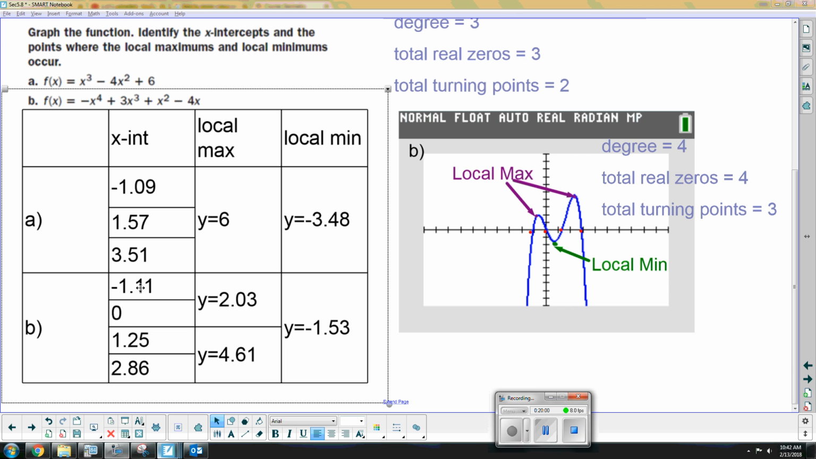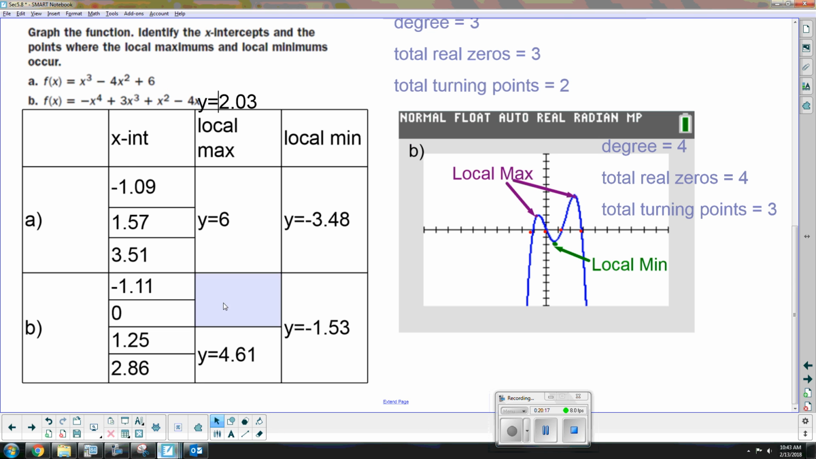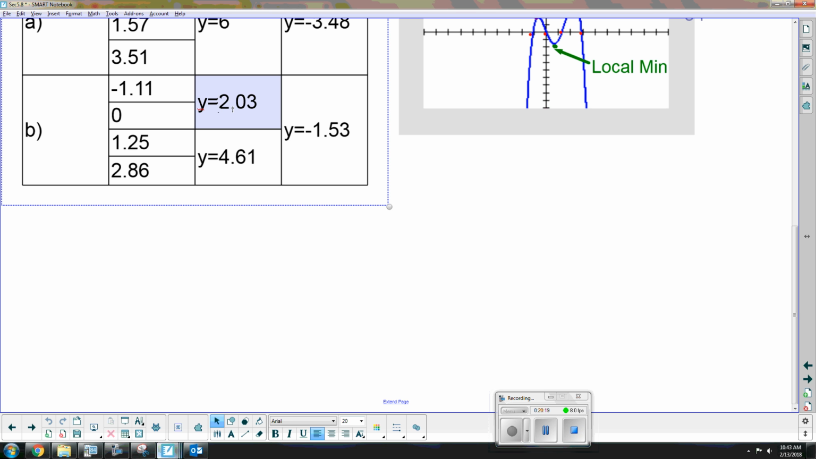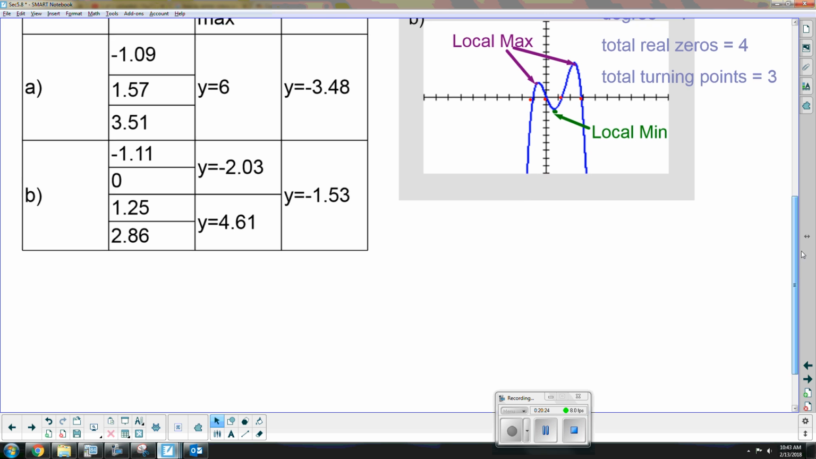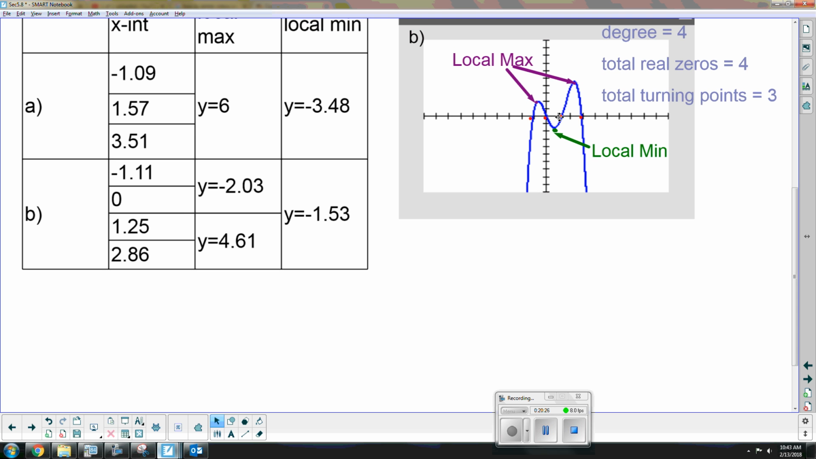You have 4 real zeros. They're negative 1.11, 0, positive 1.25, and positive 2.86. And then your local maximum, you have 2 of them. The first one, I think this should be negative 2.03, and then 4.61. And then your local minimum is negative 1.53.